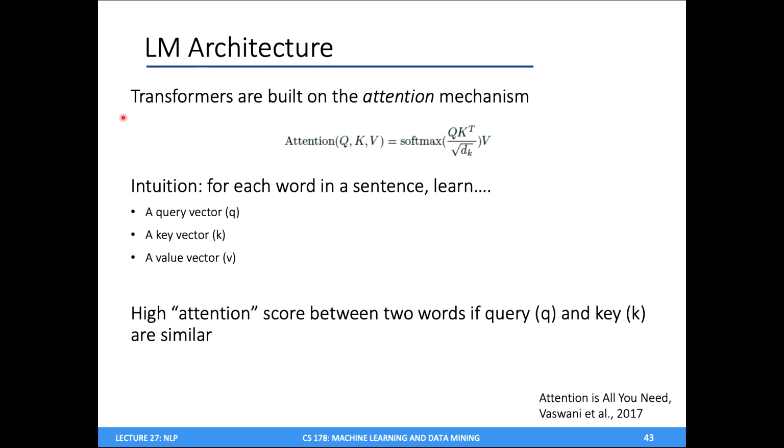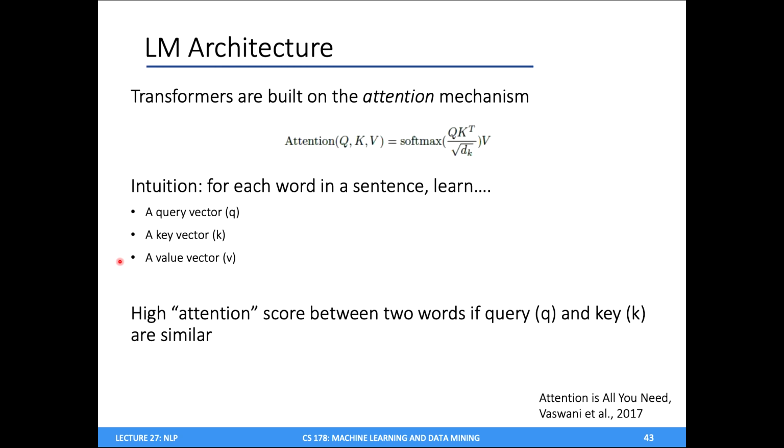I'd like to give you just some intuition for how the attention mechanism works. We're going to gloss over the details here, but really what we're doing is that for every word in a sentence, we're going to learn 3 vectors associated with that word. The first is called a query vector, the second is called a key vector, and the third is called a value vector. And based on the queries and keys, each word in our sentence is going to pay attention to the other words in the sentence based on how similar the query vector and the key vector are.